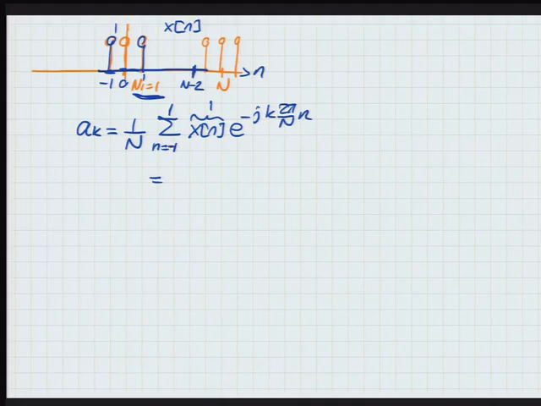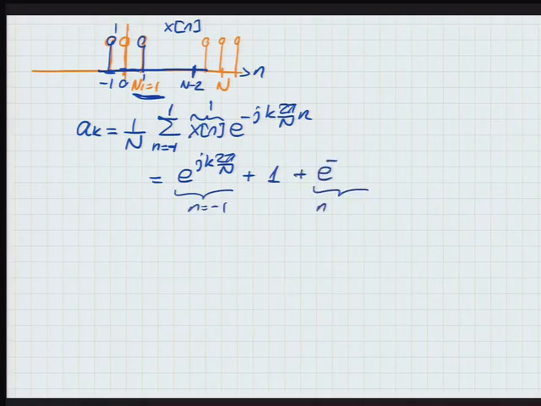Yeah, negative 1. Thanks. Okay, so let's do it. For n equal to negative 1, I have e to the j k 2 pi over N. For n equal to 0, I have simply 1. For n equal to positive 1, I have e to the negative j k 2 pi over N. Alright, so you know how to combine these things, right? What do I get?